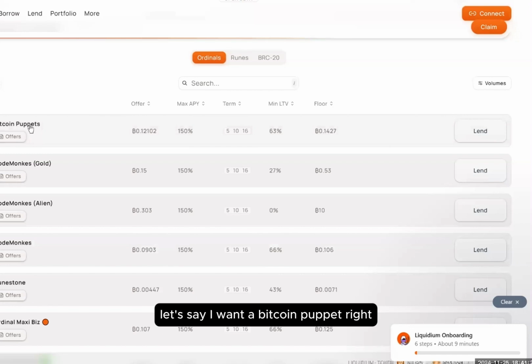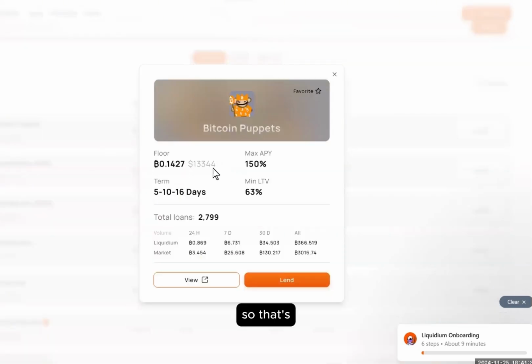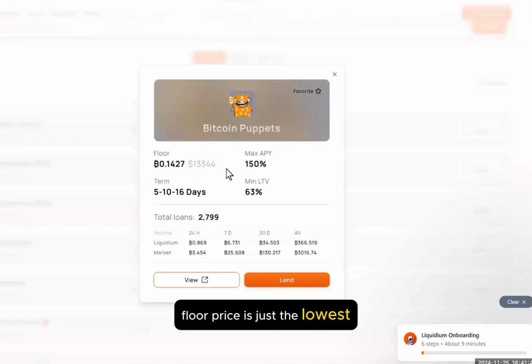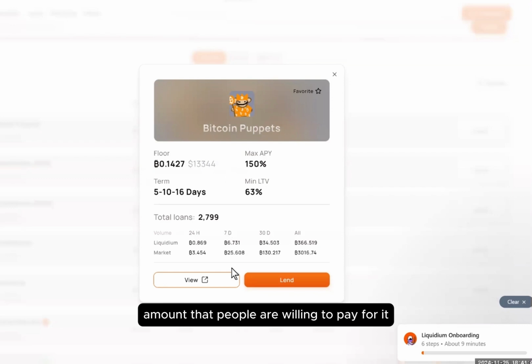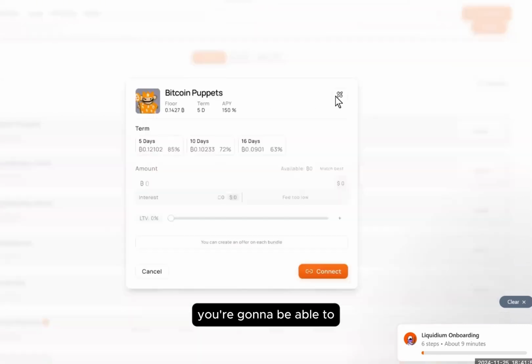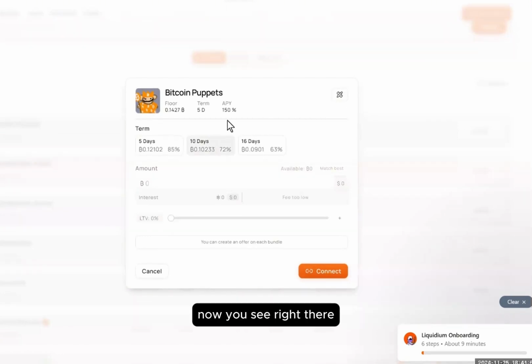Let's say I want a Bitcoin puppet, and a Bitcoin puppet costs 0.12 BTC. That comes out to $13,344, and that's the floor price. Floor price is just the lowest amount that people are willing to pay for it. So when you hit lend, you're going to be able to sign in with your wallet and make them an offer.